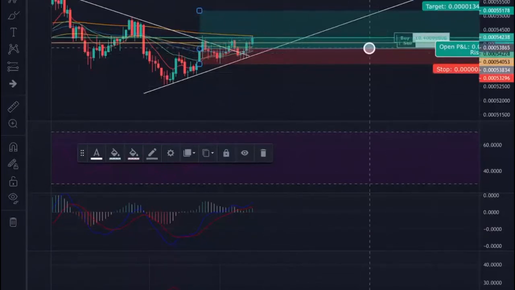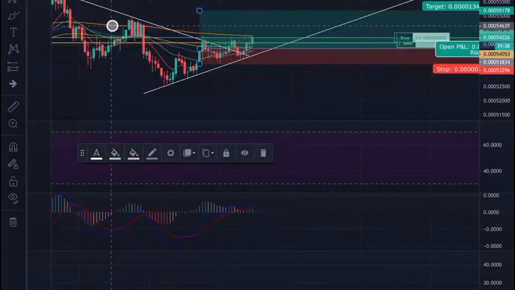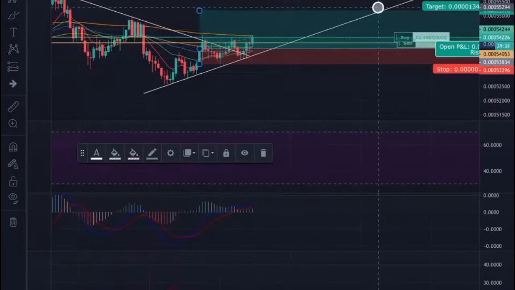Because where the green and red separate, that would be our desired entry, which is at this point right here, 0.053849 Satoshi, or 0.00053849 Satoshi. So that is a possible and plausible entry. Price might come back down, reject off of this 200 EMA, and we might be able to see an entry here while continuing along this trend line for a valid setup.